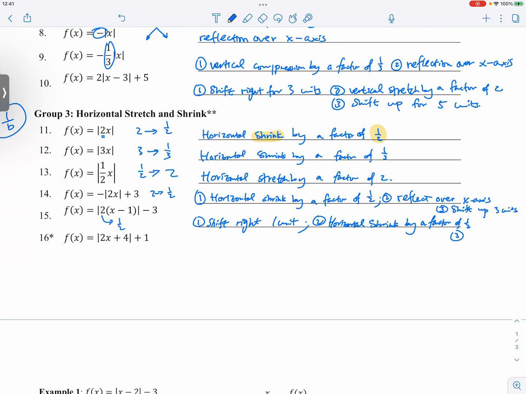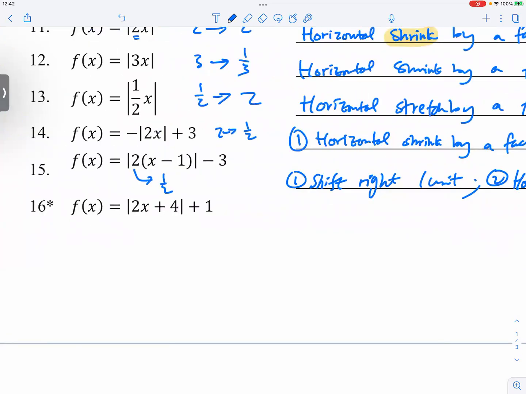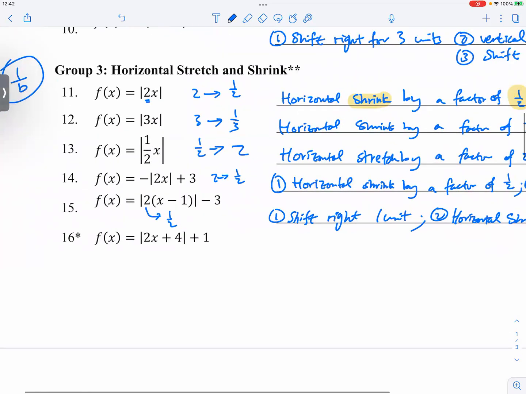And number 3 would be shifting down, because it is -3 outside of the function. So shifting down for 3 units. All right, so far so good? Yes? All right, last one, number 16. That's an asterisk right here. Now, can anyone guess why there's an asterisk?